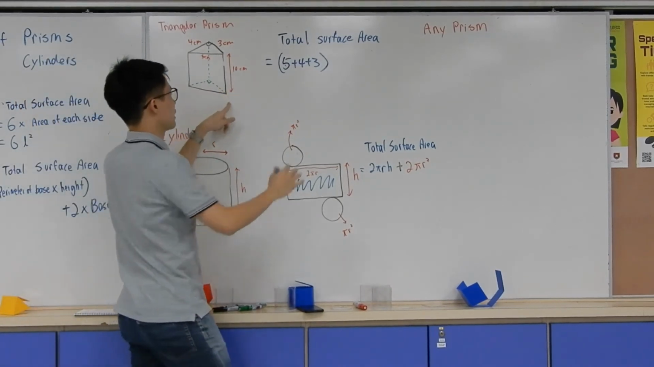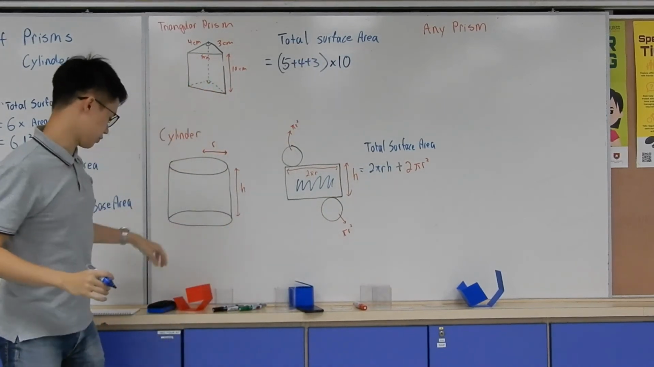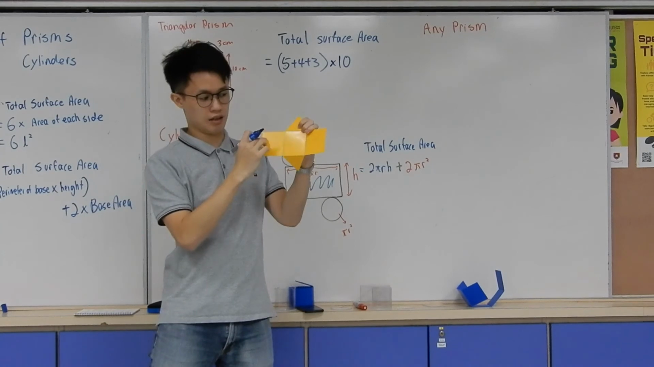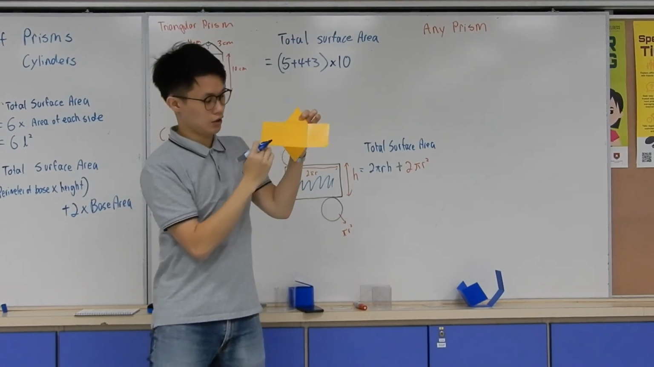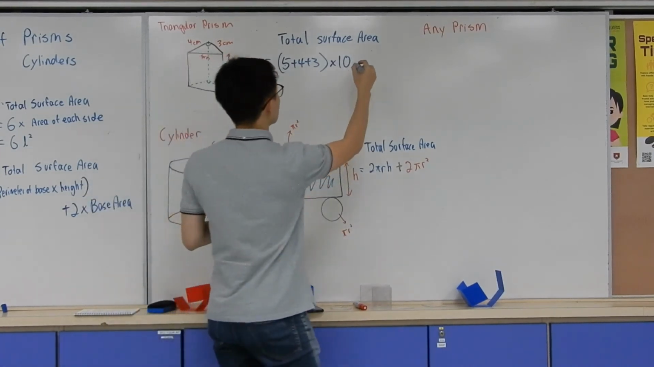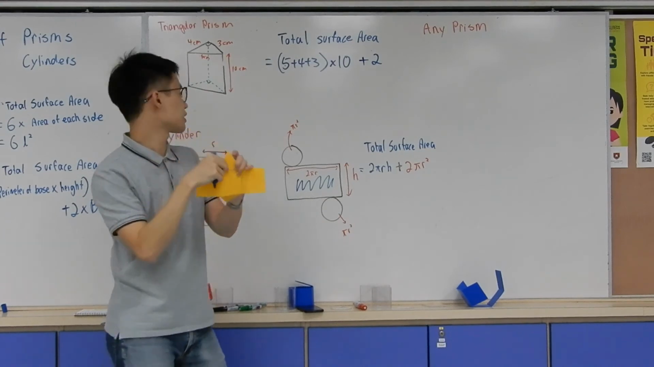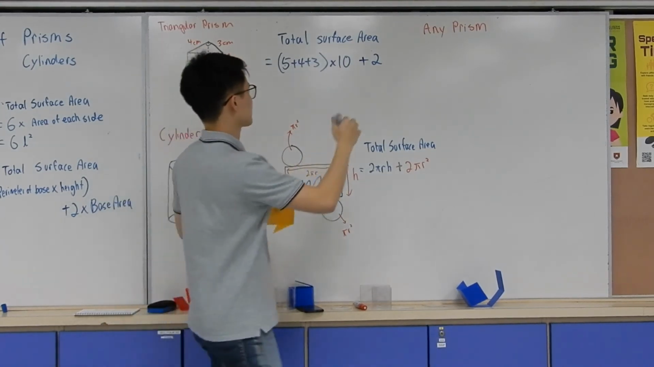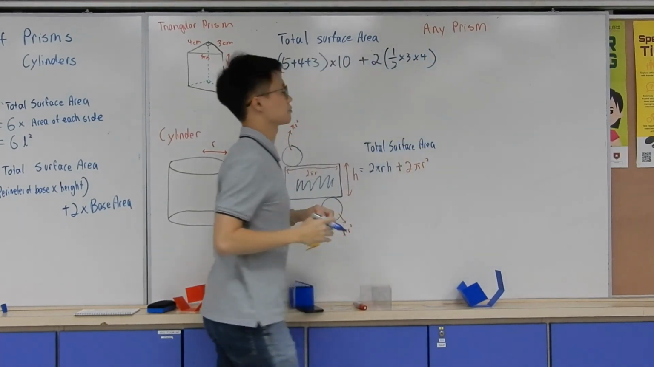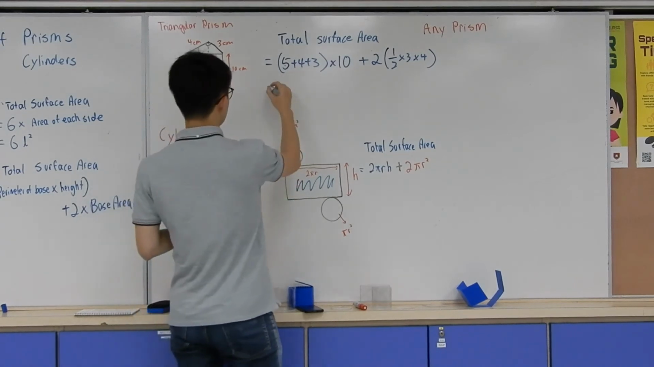I'm going to multiply it by the height, which is 10. This is to find the surface area of the rectangle over here. Now I'm going to add 2 times the area of the triangle, because this is considered the base area, right? So we simply know that this is just half times 3 times 4. It's just simply half times 3 times 4. And you can just add them out.